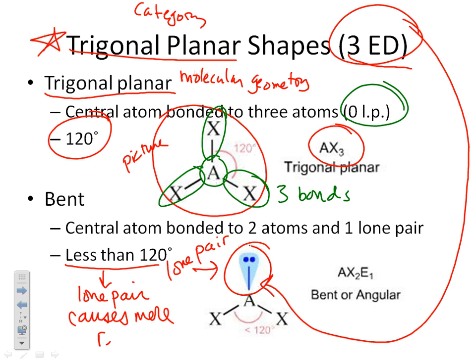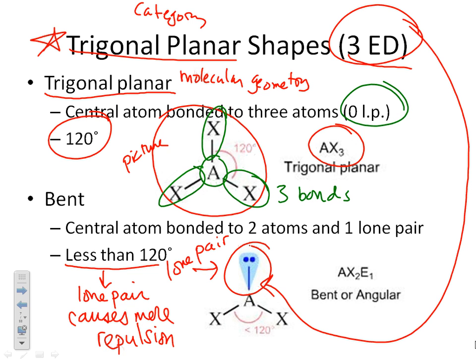Because the lone pair is held closer to the central atom than the electrons that are in the bond are. So that lone pair is kind of pulled a little bit closer to that A, which means that it's going to repel the bonds between A and X a little bit more than they normally would be. So that's why we're saying our bond angle is less than 120 degrees. That lone pair causes some additional repulsion.